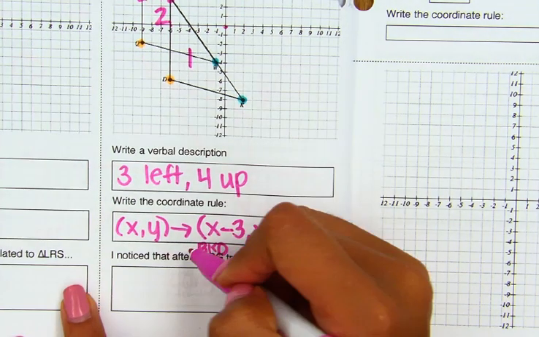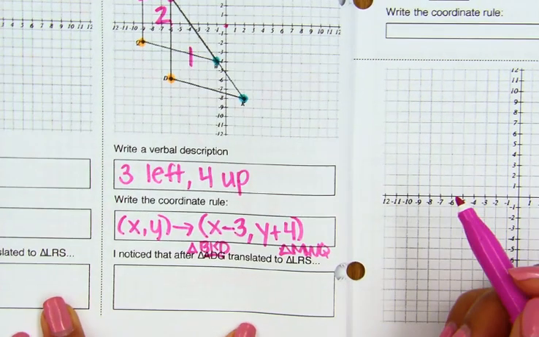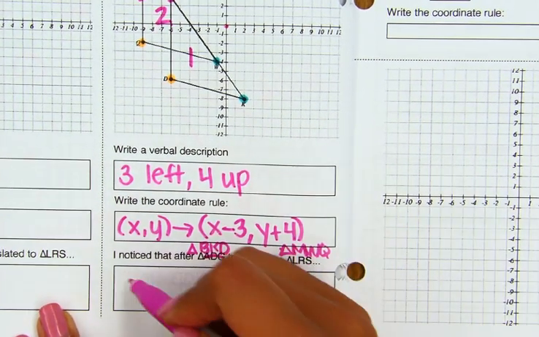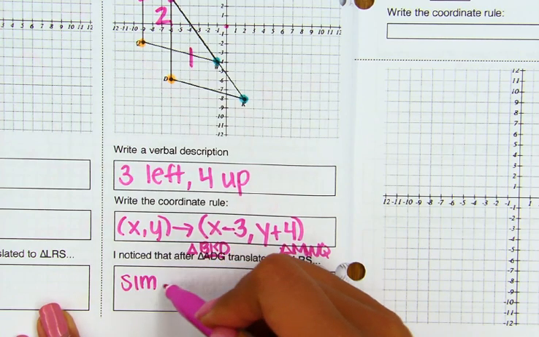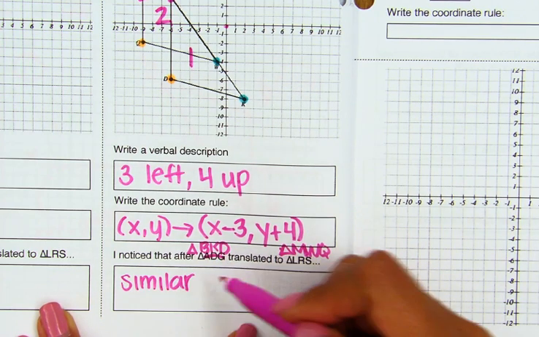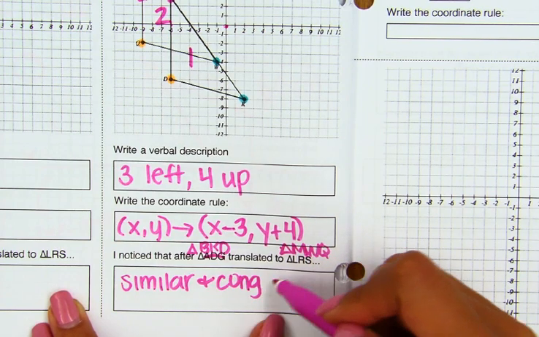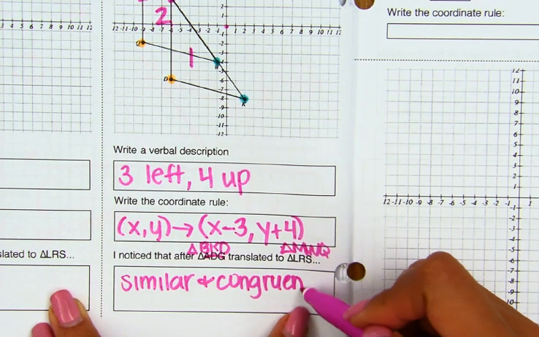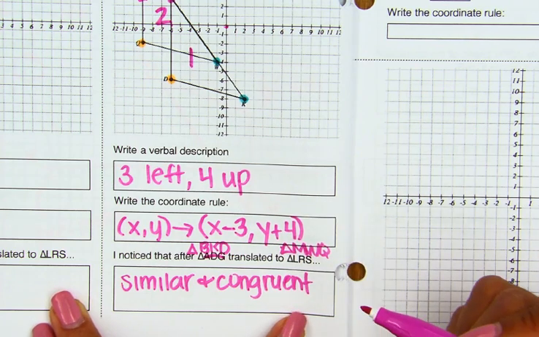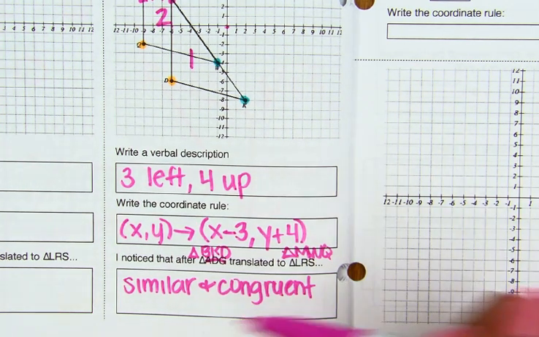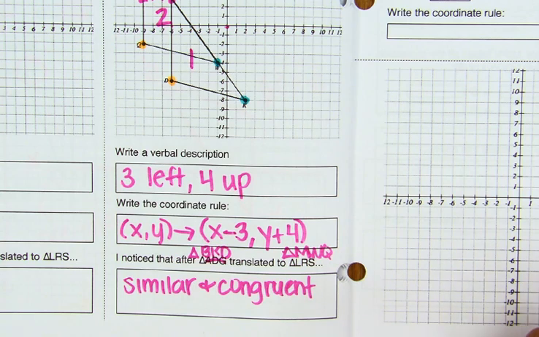Now between these two triangles, what do you notice about them? Hopefully you can notice that they're still similar because they are the same shape. But not only are they similar, they are also congruent. Because why? Not only are they the same shape, they are exactly the same size. So it's also a good idea to always keep that in mind. Are they similar? Are they congruent? Etc.